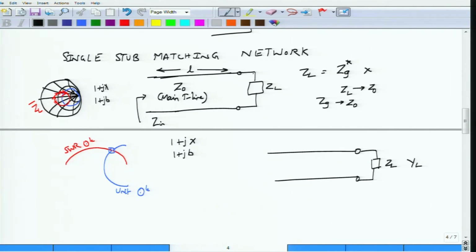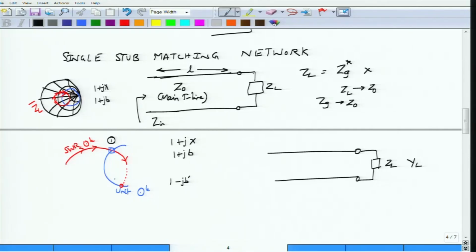Of course, if you keep continuing this movement on the SWR circle, you will reach a second intersection point. At that intersection point the admittance happens to be 1 minus jB, or jB prime. You can choose any of these as your possible solutions, as we will explain later. Usually you would try to find the first intersection with the unit circle.